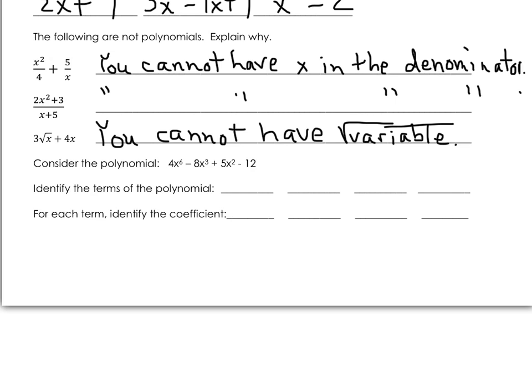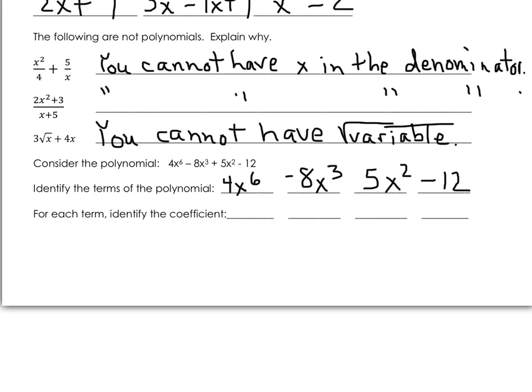Consider the polynomial 4x to the 6th minus 8x cubed plus 5x squared minus 12. Identify the terms of that polynomial. Terms are separated by addition or subtraction, but we will include the sign. If it's subtraction, we will include a negative sign. So we'll say 4x to the 6th, negative 8x cubed, 5x squared, or negative 12. Those are our 4 terms.